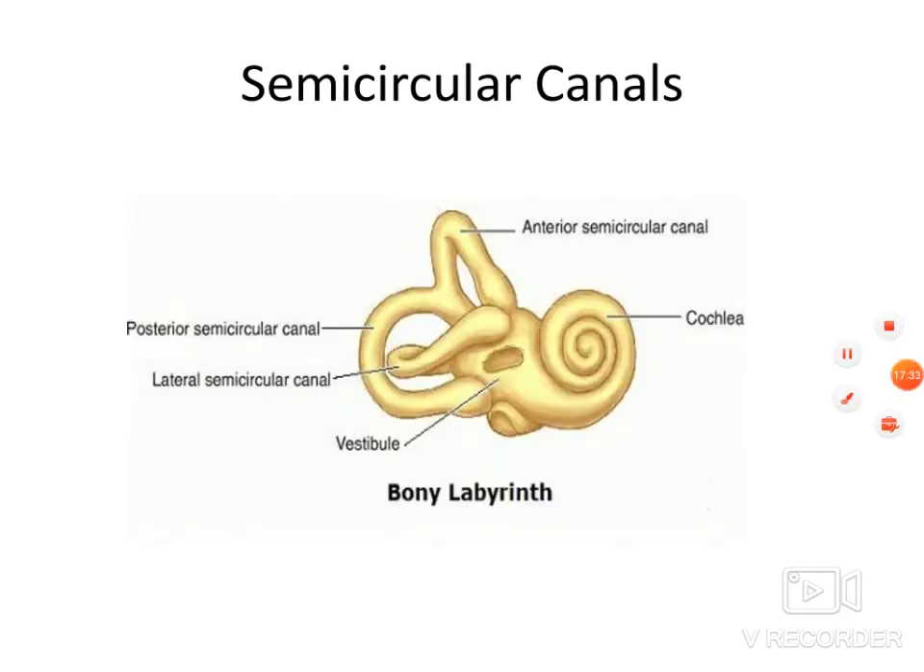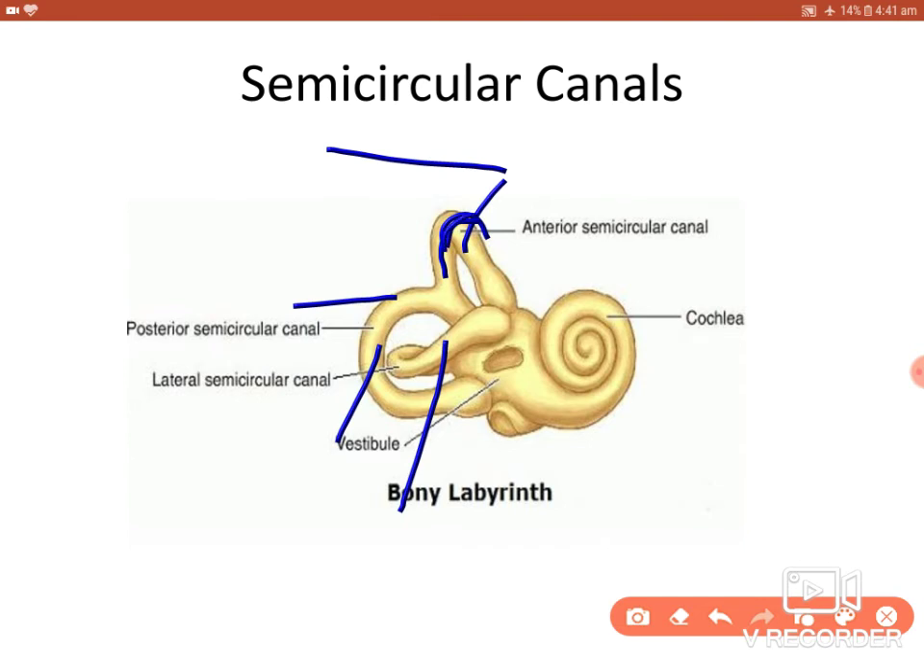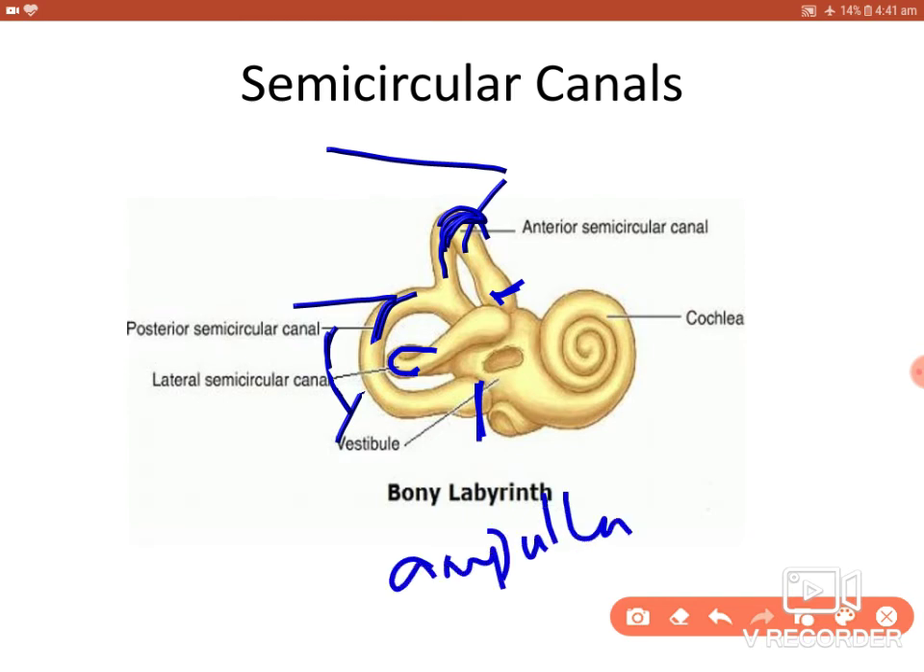Then here you can see the structure of the semicircular canals. This is the posterior part of the bony labyrinth. There are 3 semicircular canals: the anterior, posterior and lateral. The convexity of the anterior semicircular canal is directed upwards, the posterior canal's convexity is directed posteriorly, and the lateral canal's convexity is directed posterolaterally. The dilated parts of the semicircular canals are called the ampulla.